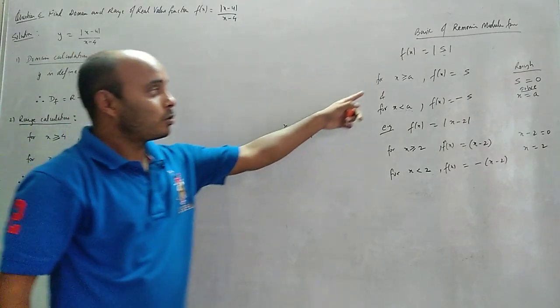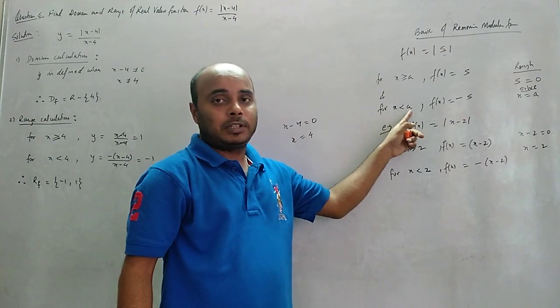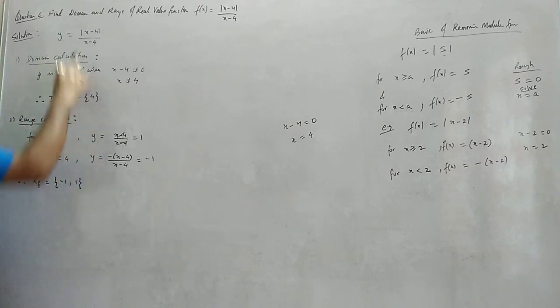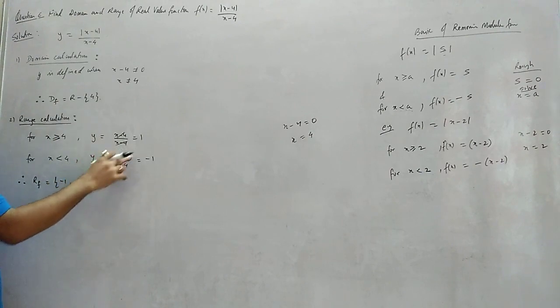one is greater than or equal to a, and one is less than a. So greater than or equal to 4, less than 4. In less than 4, what will happen? Mod will remove, we will put a minus sign. So the same expression y equals to mod gone, put a minus sign in the bracket. So if you cut this thing, we'll get minus 1.